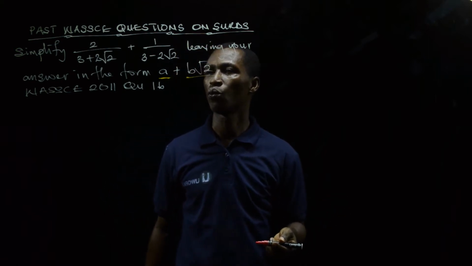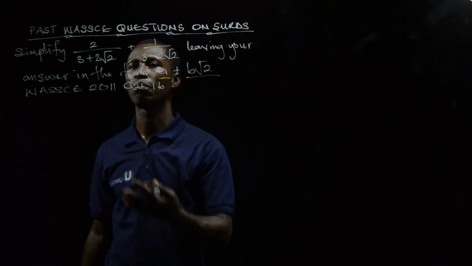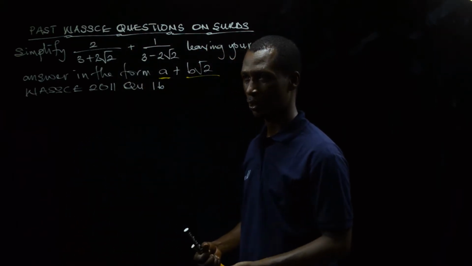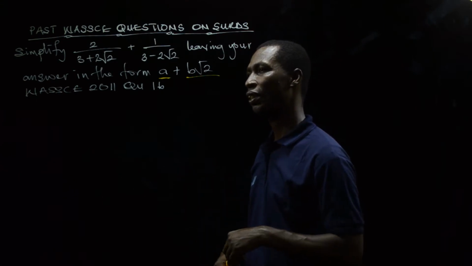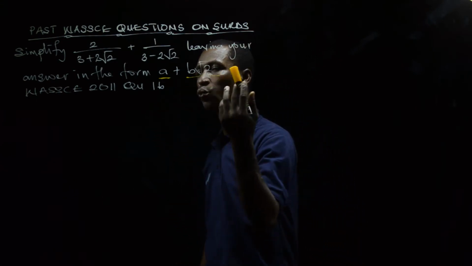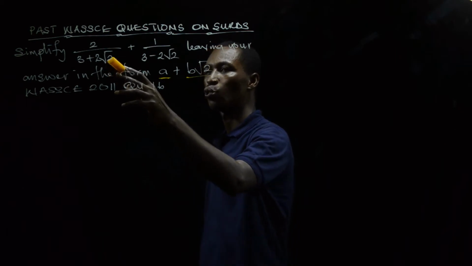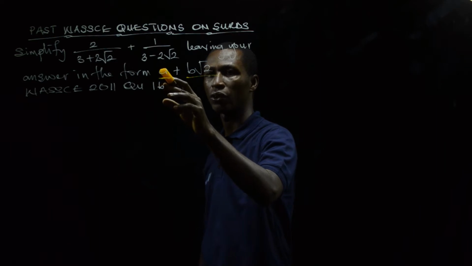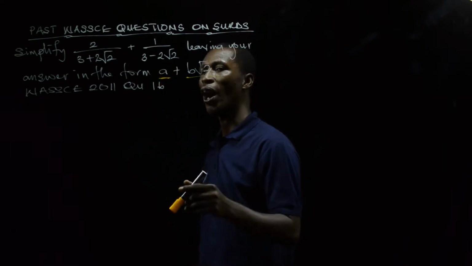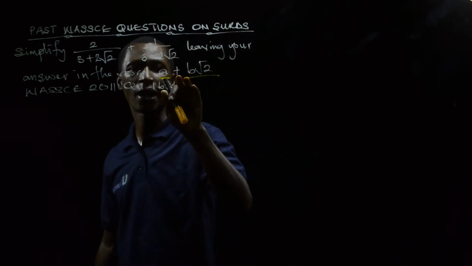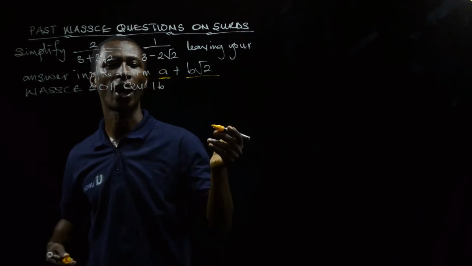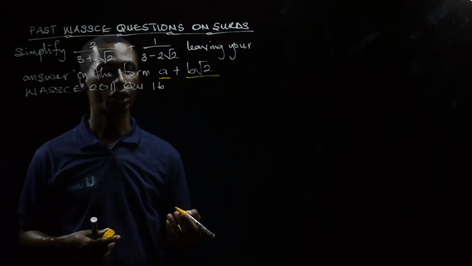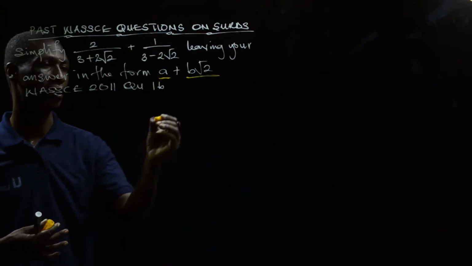So what we are going to see is we are trying our hands on some of the past questions on the topic set. If you look on the board, you can see the 2011 question, which reads: simplify 2 on 3 plus 2 root 2, plus 1 on 2 minus 2 root 2, leaving your answer in the form A plus B root 2. That is why I've used different ink to underline A plus B root 2. So in solution, this is how you go about it.